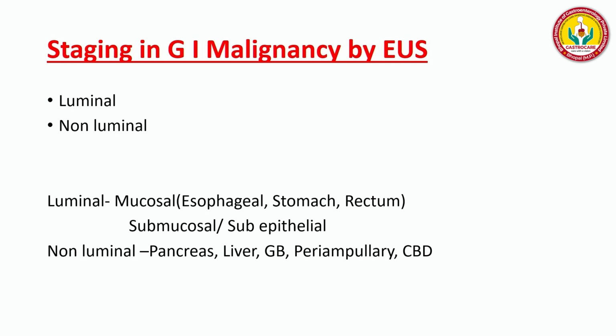Now coming to staging in GI malignancy. For better understanding, we can divide it into luminal and non-luminal. In the luminal, again we have mucosal and submucosal. Submucosal I am not going to cover in detail, whereas the mucosal is especially useful in esophageal, stomach and rectal, whereas the non-luminal we can use in all of these, but the best studied with EUS is pancreatic malignancy.